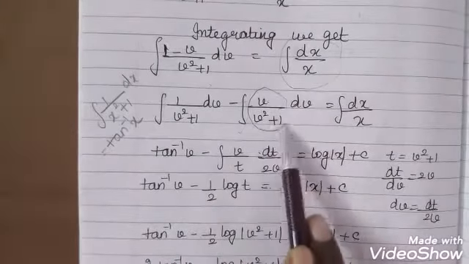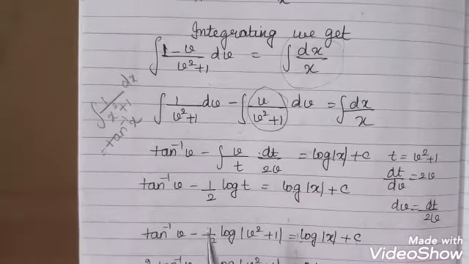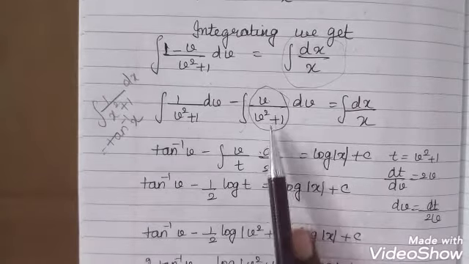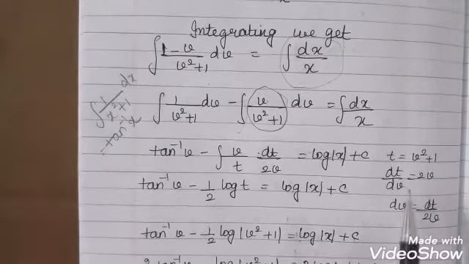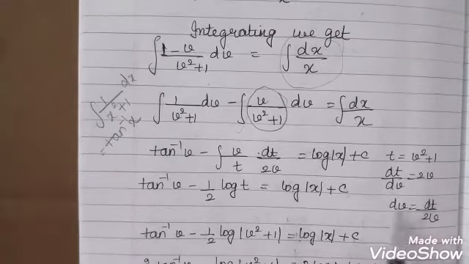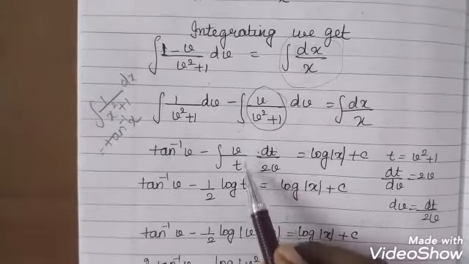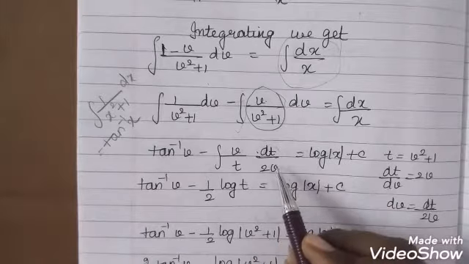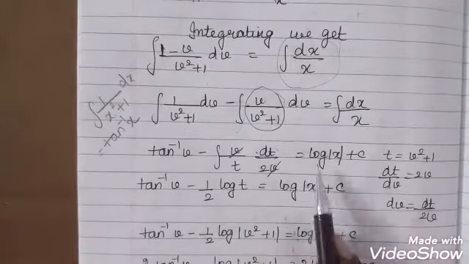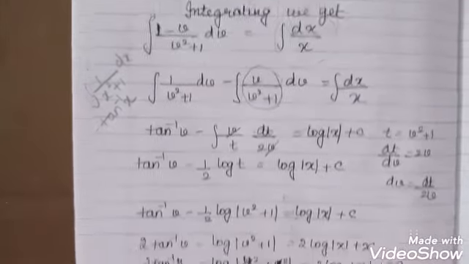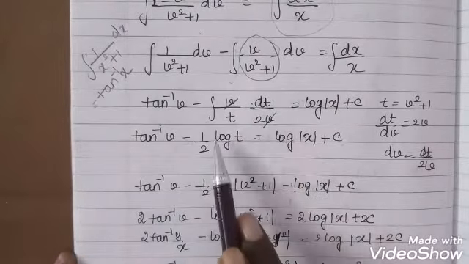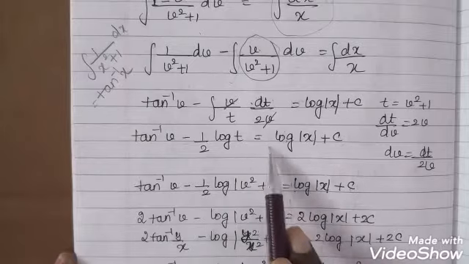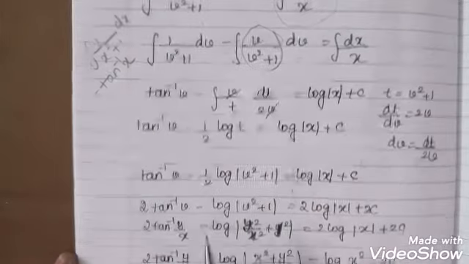Here again I'll have to make use of the substitution method. Put t is equal to v squared plus 1. Your dt by dv is equal to 2v, so dv is equal to dt divided by 2v. So you have v by t into dt divided by 2v. It gets cancelled, which is equal to log mod x plus a constant. So you have tan inverse of v minus 1 by 2 into log t, which is equal to log mod x plus a constant.